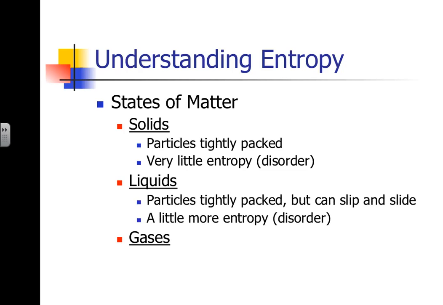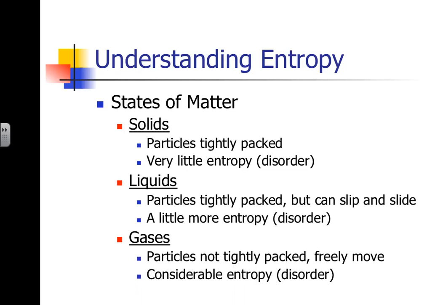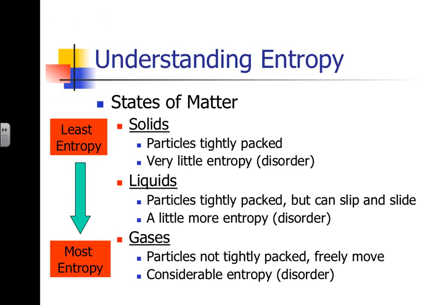When you go to a liquid, the particles are still tightly packed, but they do have a much better ability to slip and slide past each other, which is why water pours so easily and why you can't pour a desk. Sounds strange. And so liquids have a little more entropy, a little more disorder. And gases, of course, are free to move all around. They're the least tightly packed, and so they have considerable entropy, lots of disorder within the particles. So from lowest to highest entropy, you can think about solids, liquids, and gases in that manner also.